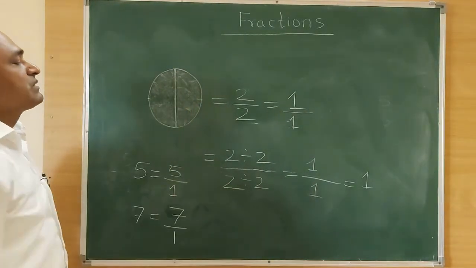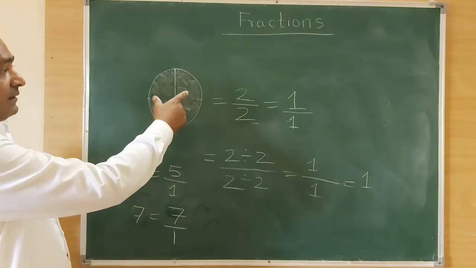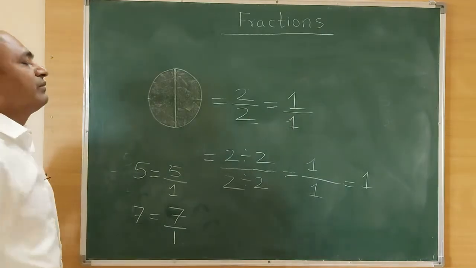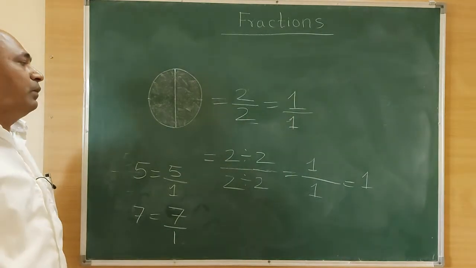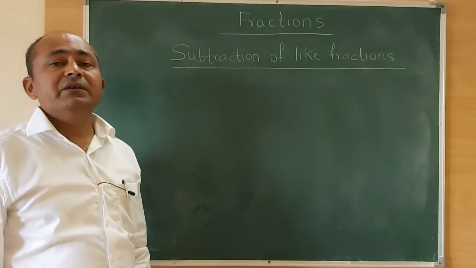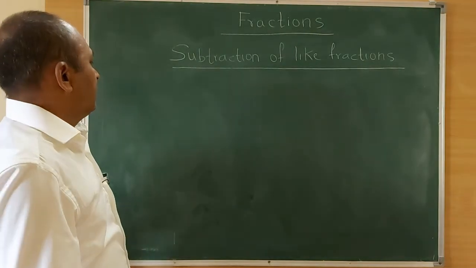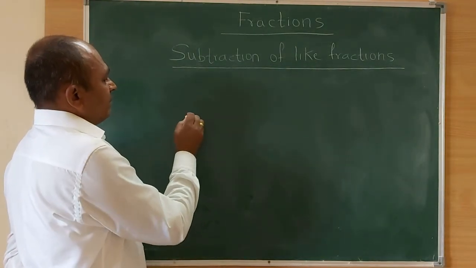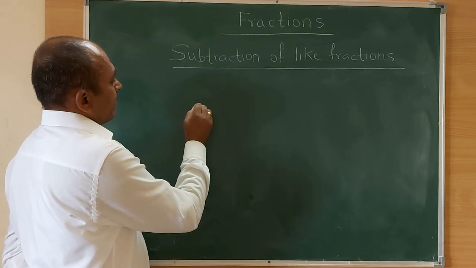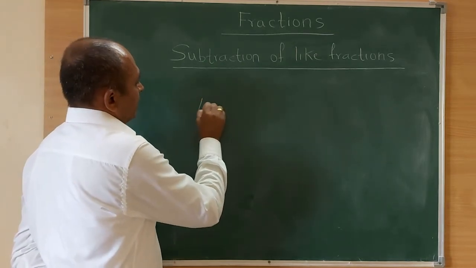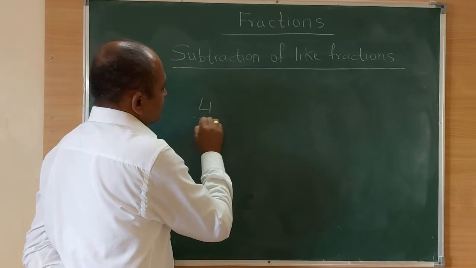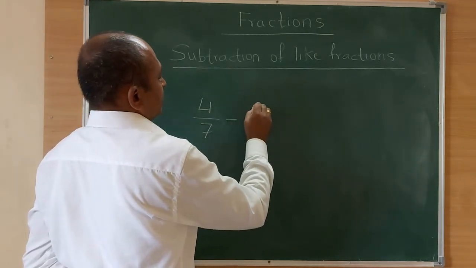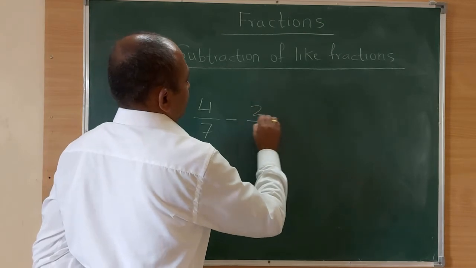So I hope this concept is clear, that when the numerator and the denominator are the same, the value of such a fraction is always 1. Subtraction of like fractions. One example I'll take: 4 upon 7 minus 2 upon 7.